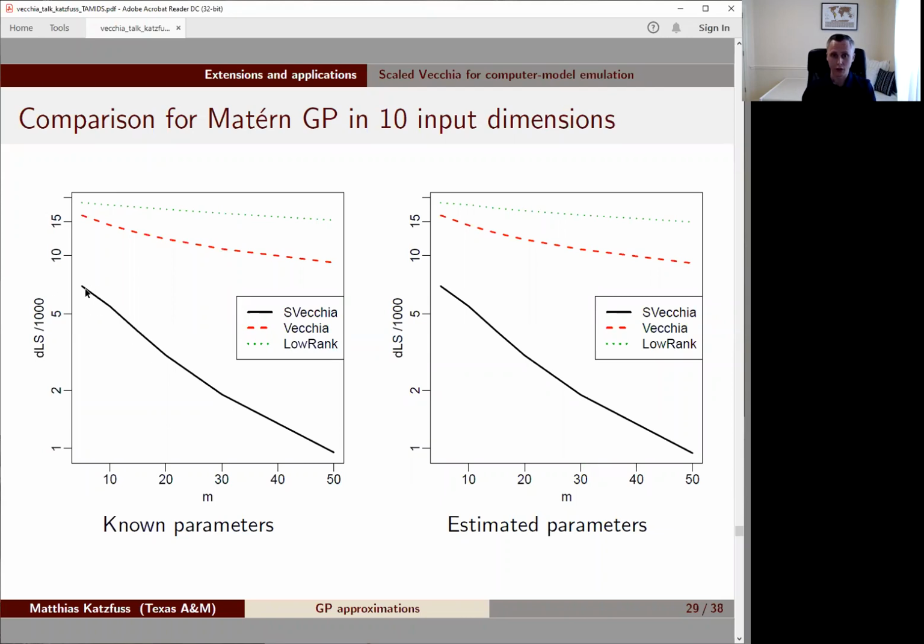And in fact, it turns out that even with m equal to, I think this was m equal to 5, we're getting a better approximation with scaled Vecchia than with Vecchia with m equal to 50. And due to this cubic scaling in m, this is essentially like 3 orders of magnitude improvement or more. And so this is here with known parameters. Here's the result that we would get when we do this iterative estimation at the end. Essentially the same results. This is here in 10 input dimensions.